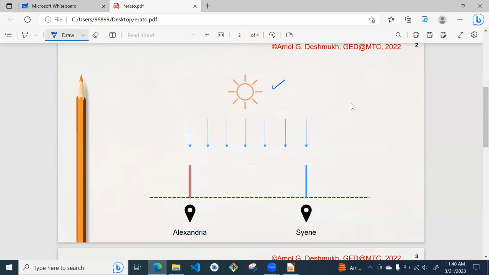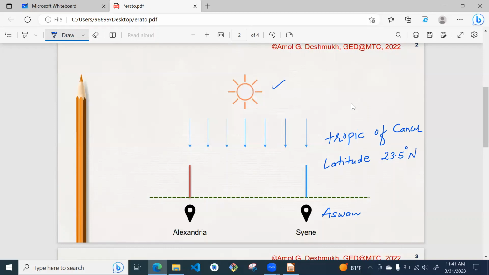And he studied the phenomenon in Syene. Nowadays, Syene is called Aswan, a city in Egypt. This Aswan lies on the Tropic of Cancer. Now, in my previous video, I told you what the Tropic of Cancer is. The Tropic of Cancer is a line of latitude at approximately 23.5 degrees north.